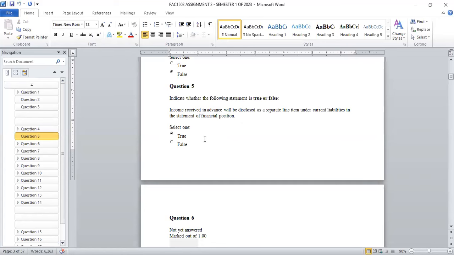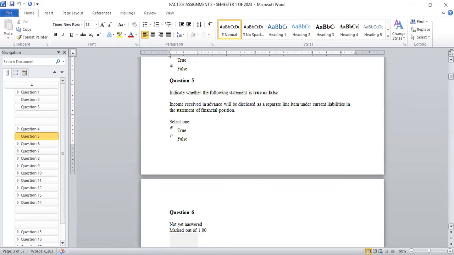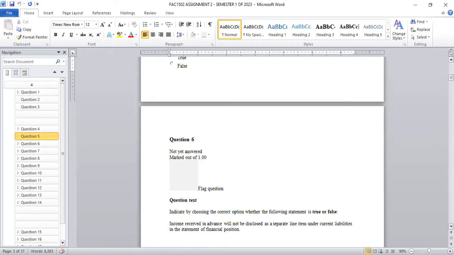When you receive income in advance, it's a liability. If your customer pays you before you have delivered what they paid for, that's a liability. That liability will be shown as a separate line item in the statement of financial position as a current liability. I think we did that when we were doing the statement of financial position. Right. Question 6.